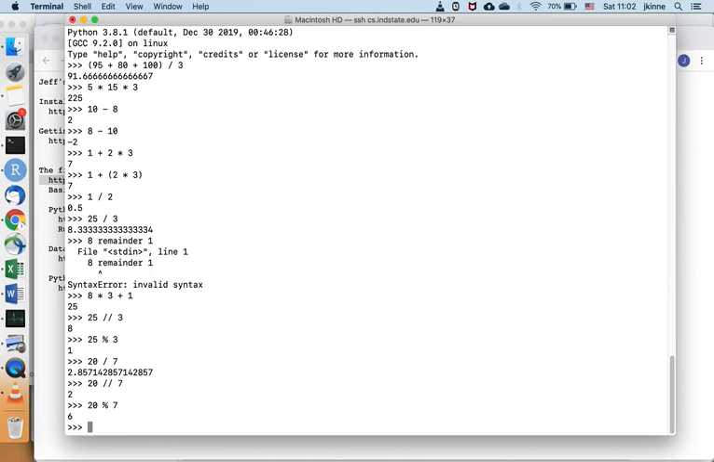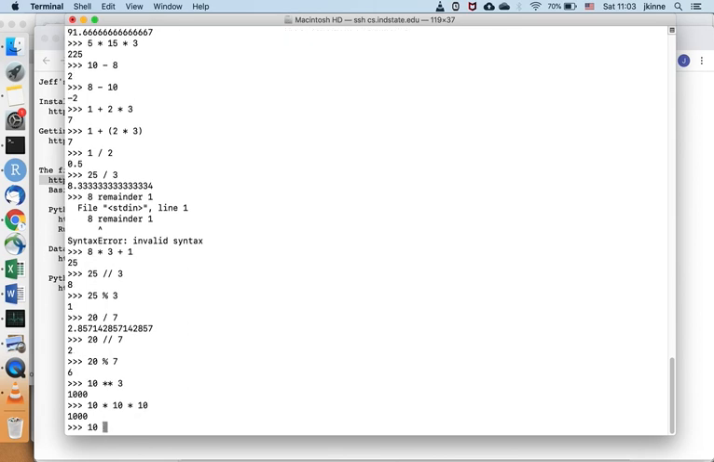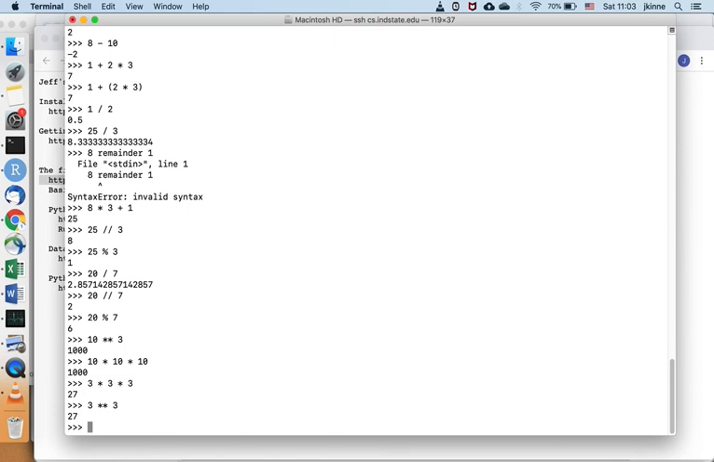We have ** for taking a power or doing exponentiation. So 10 to the 3rd power is the same as saying 10 times 10 times 10. If I did, let's say 3 ** 3, that would be the same as saying 3 times 3 times 3. If I did, let's say 2 ** 4, that would be like taking 4 2's.